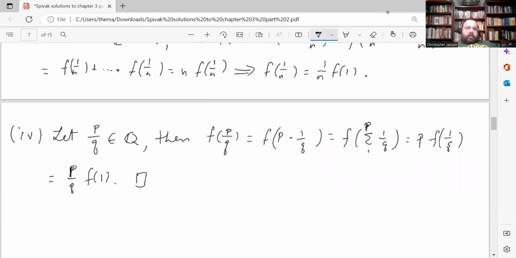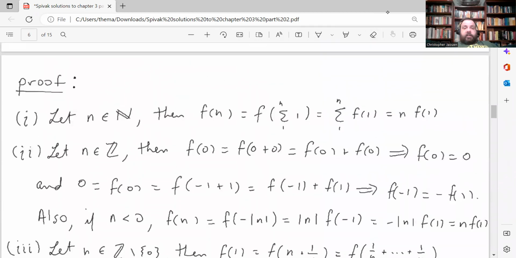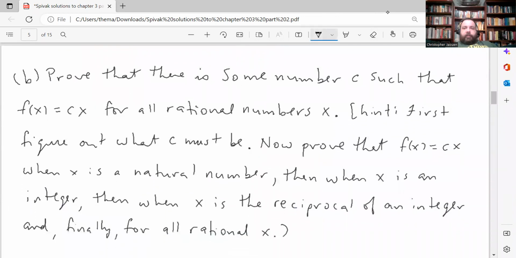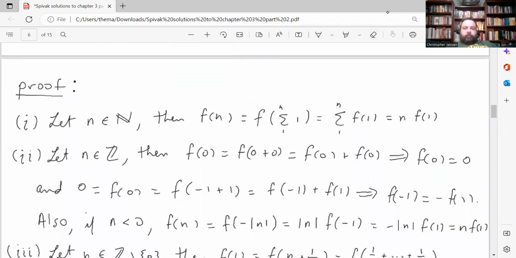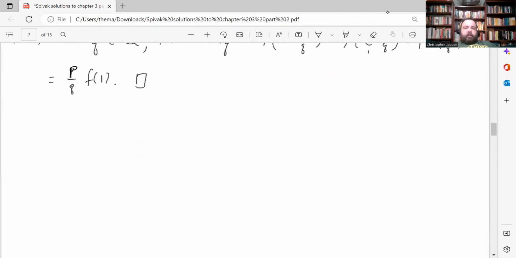This part is p. That's the same thing as p times 1 over q times f of 1, which is the same thing as p over q times f of 1. Okay, and that proves the theorem. So there's a value of c for which that function is f of c times x, which is what they wanted us to show over here. So you just do it for each of those cases and you end up with what you want.